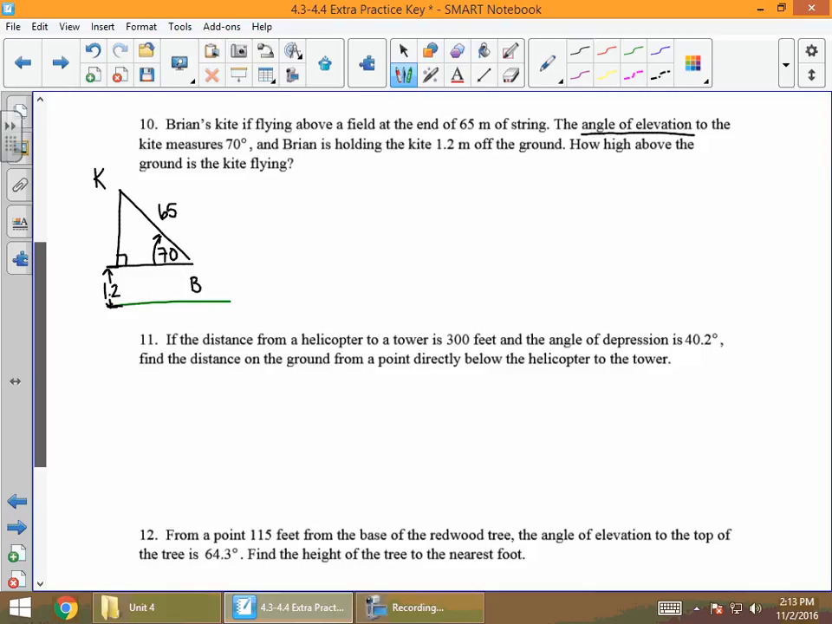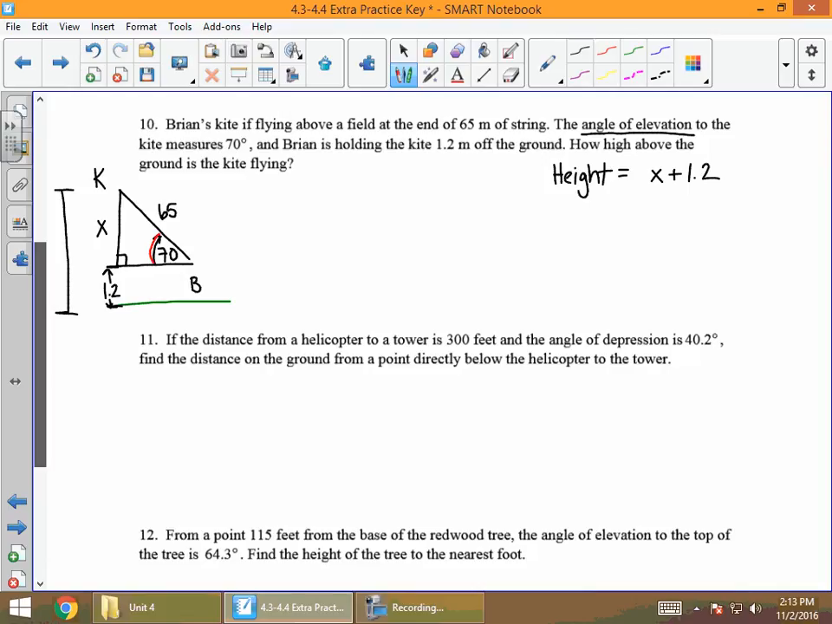It wants to know the height of the kite. So it wants to know what this big distance here is. Well, this big distance is going to be the 1.2 meters off the ground plus whatever that x value is. So I have to find x. In order to find this height, I have to find x and then add the 1.2 meters that Brian is standing onto. All right, so let's just look at the black triangle now.